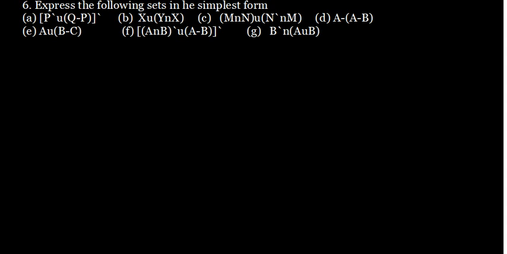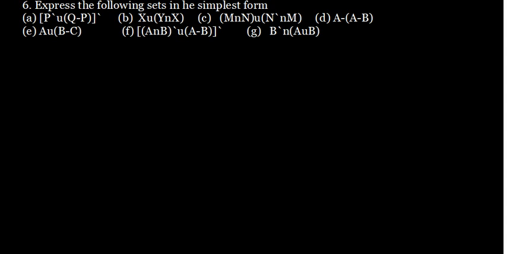Let's work out part B. We want to work out X union Y intersection X. Now, just as we were saying in the previous question, when you are taking the union of a smaller set and a bigger set, the answer will always be a bigger set. So X is bigger than Y intersection X. So the answer is going to be X because we are taking the union of those two sets.